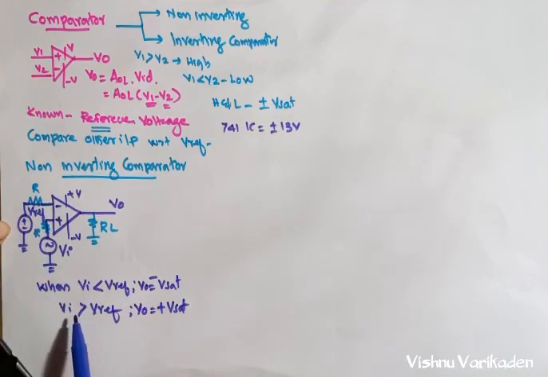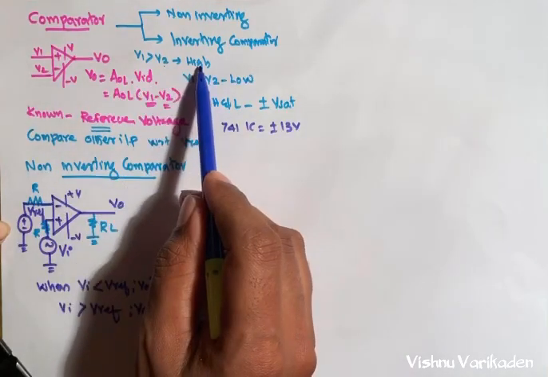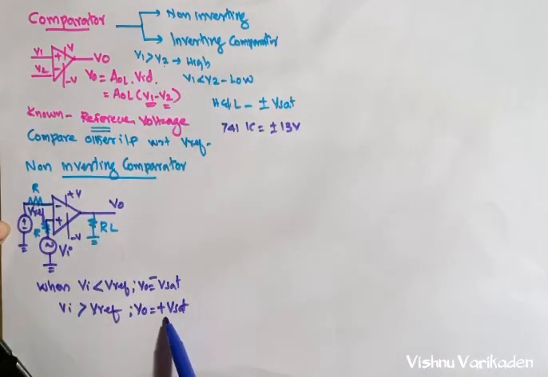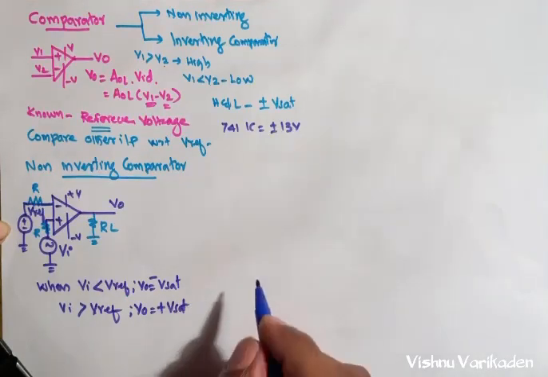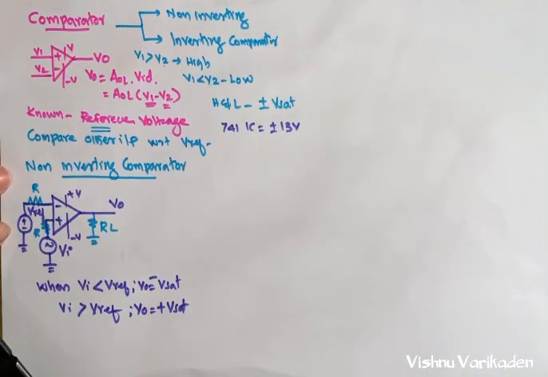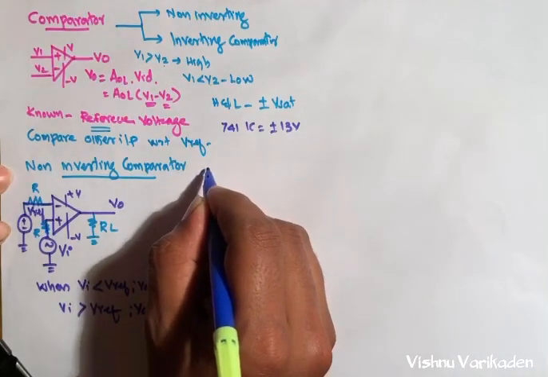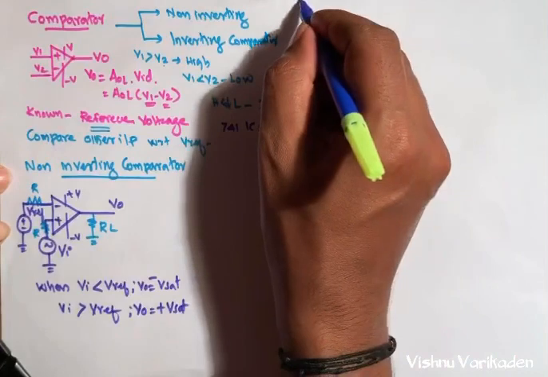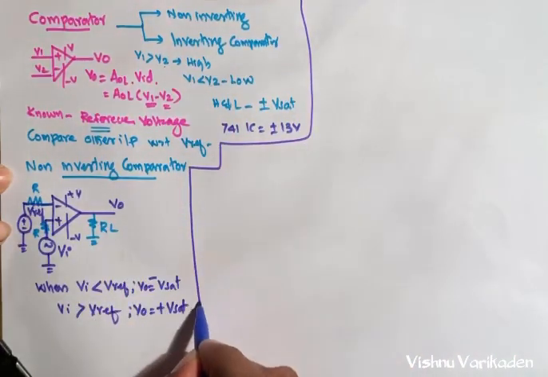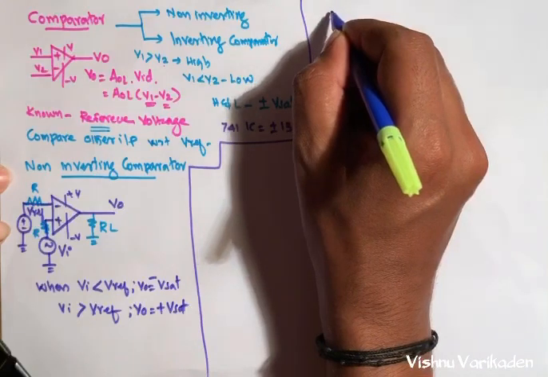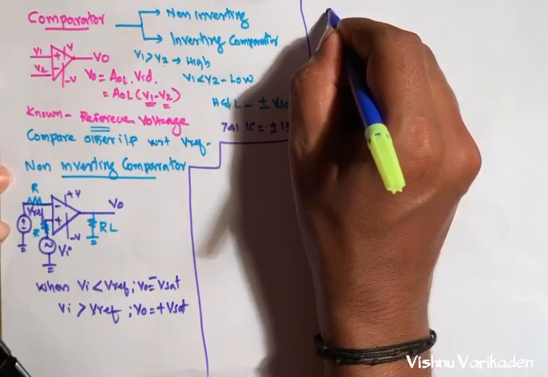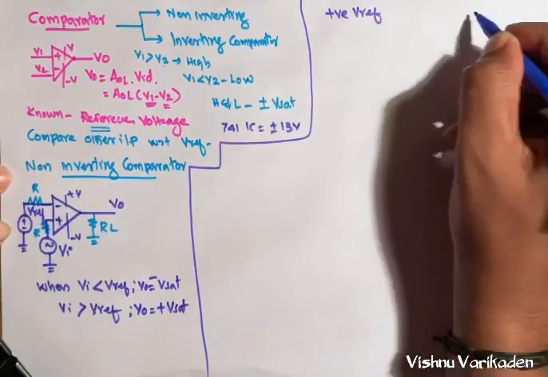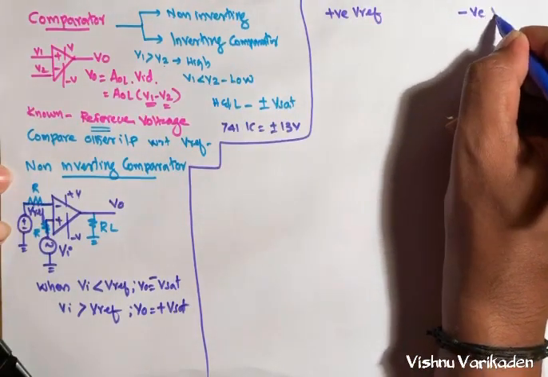When V1 is greater than V2, we get the higher output, and the higher output in the open loop case is plus Vsat. We can draw the waveforms to show the working of the non-inverting comparator, first with a positive reference voltage, and then with a negative reference voltage.